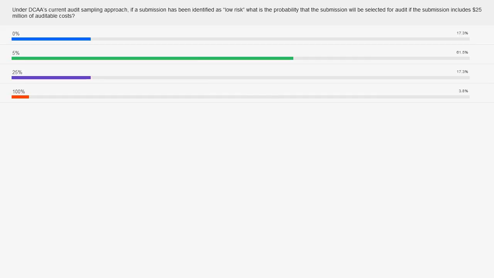All right, so it looks like 62% indicated 5%, which is the correct answer based on the previous slide. Most of you are right in line with what's going on there, that it's a very small percentage chance that a submission would be audited.